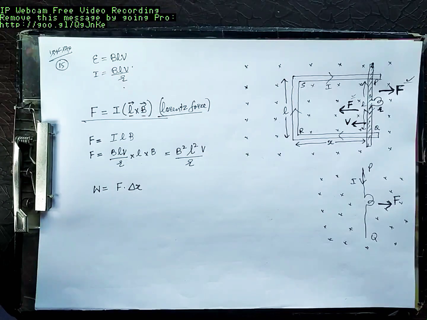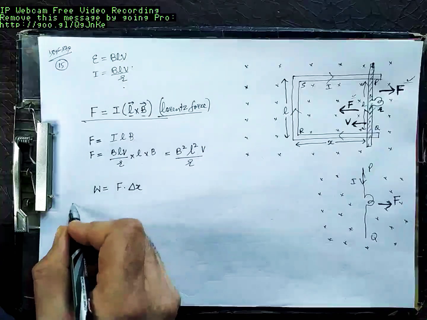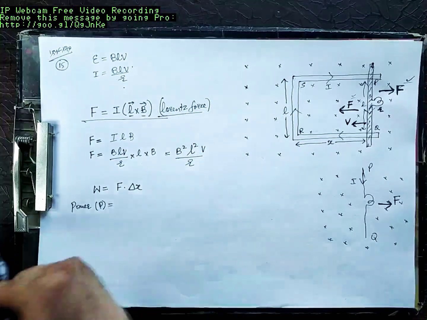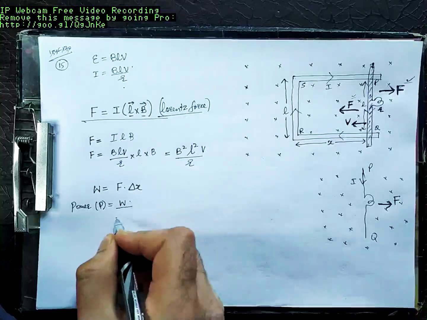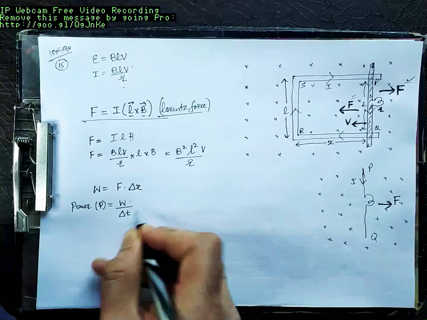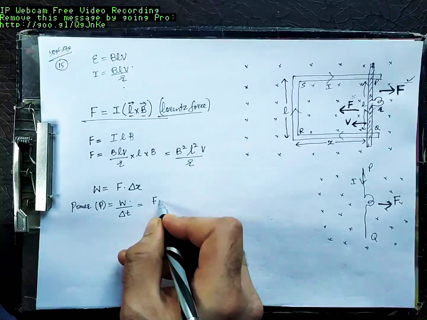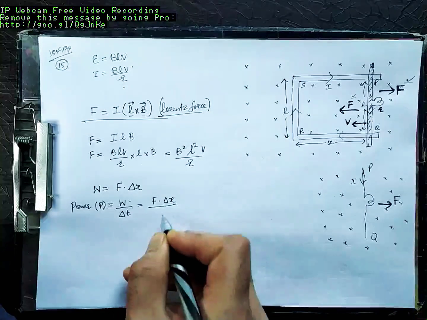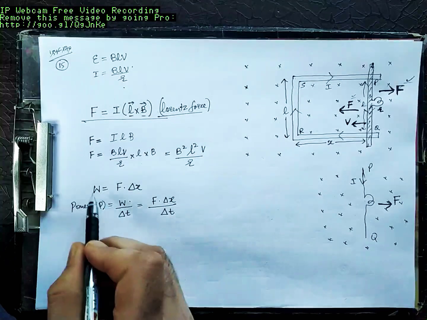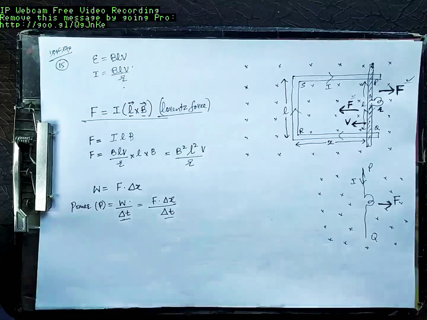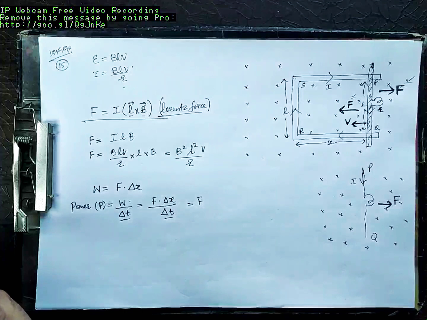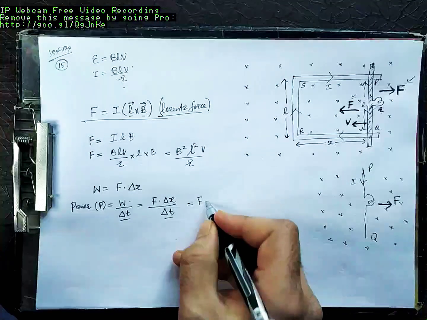And how much is power? Power P is equivalent to work done per unit time. Let us suppose in time delta t, I move this by a distance delta x. So this becomes F dot delta x divided by delta t. I have done nothing here. To change work into power, I have just divided work by delta t. This becomes F. What is delta x divided by delta t? Change in displacement with respect to time, that is v, velocity.